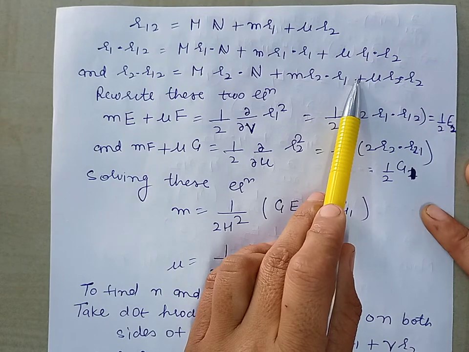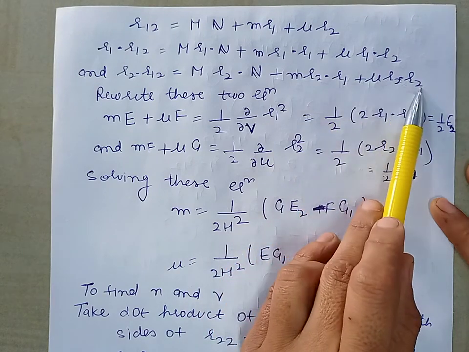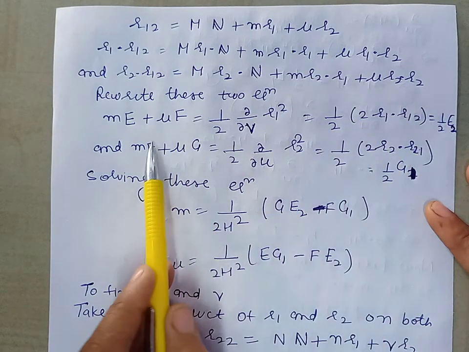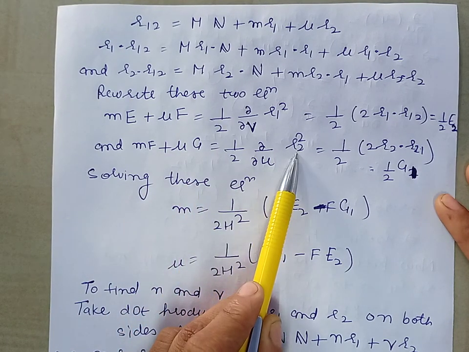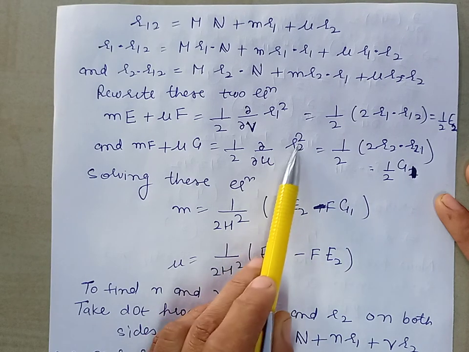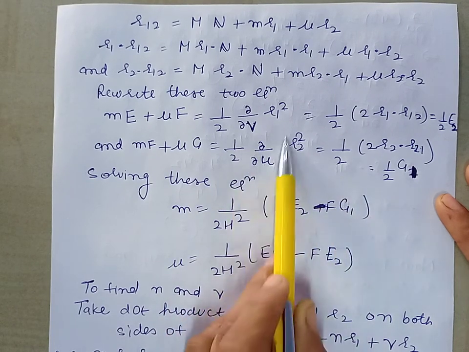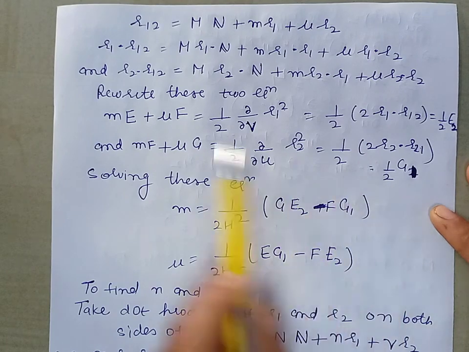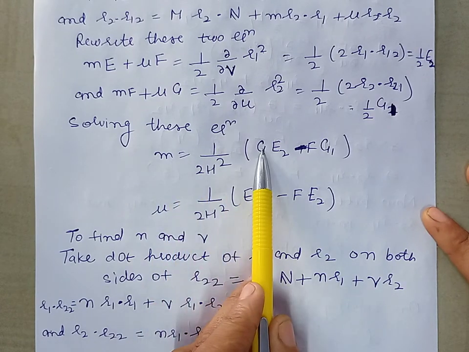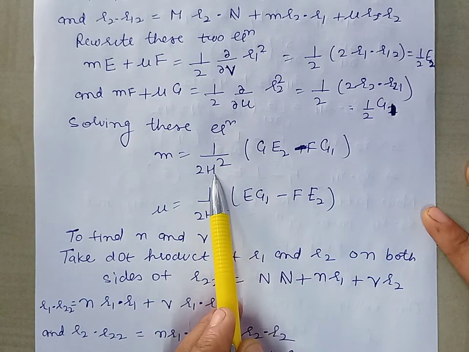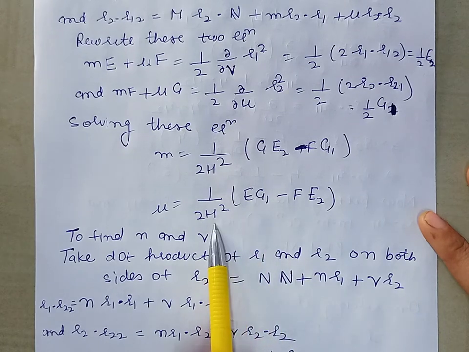From the other equation we have, because r2 dot n is 0, r2 dot r1 is F, r2 dot r2 is G. So we get MF plus mu G is equal to half of partial derivative of r2 square with respect to U. Now because r2 square is G, partial derivative of G with respect to U is G1. So this will become half of G1. Solving these two equations, we get the value of M and mu, which are given by GE2 minus FG1 divided by 2h square, and mu is given by EG1 minus FE2 divided by 2h square.